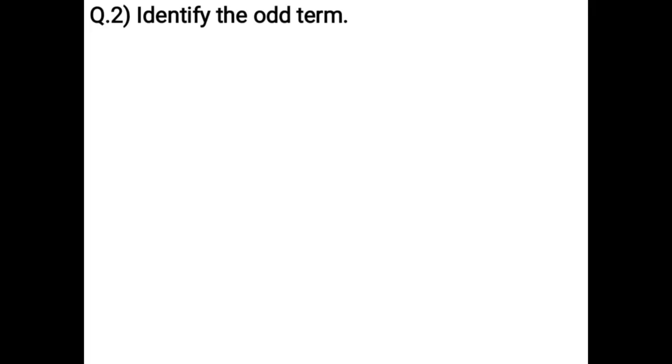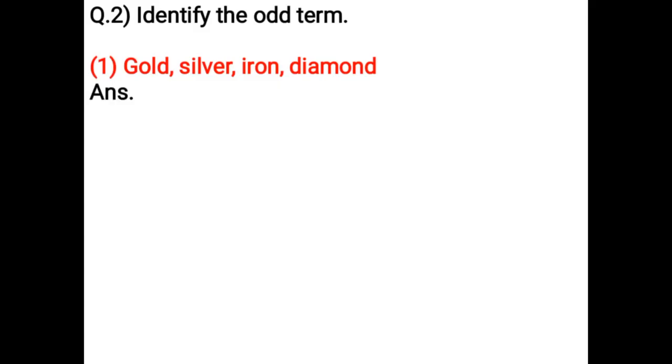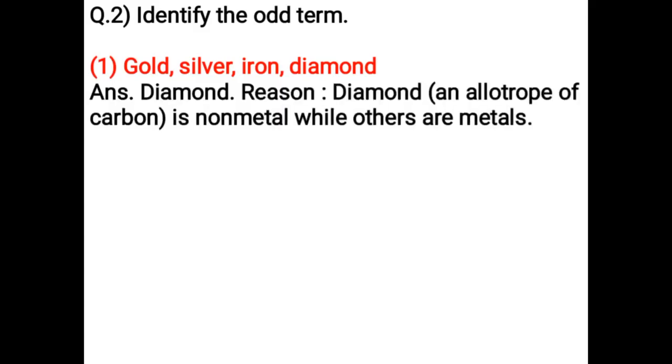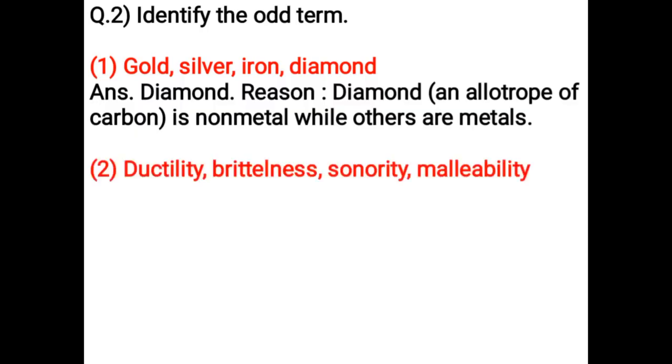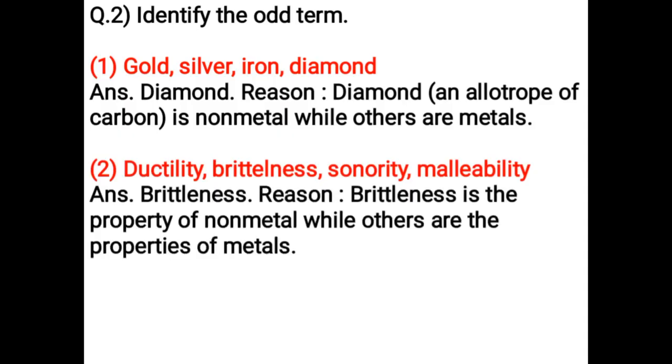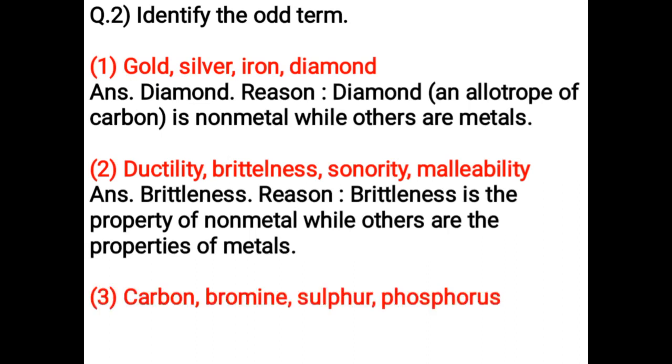Identify the odd term. Gold, silver, iron, diamond. Diamond. Reason: Diamond, a allotrope of carbon, is a non-metal while others are metals. Ductility, brittleness, sonority, malleability. Brittleness. Reason: Brittleness is the property of non-metals while others are the properties of metals.